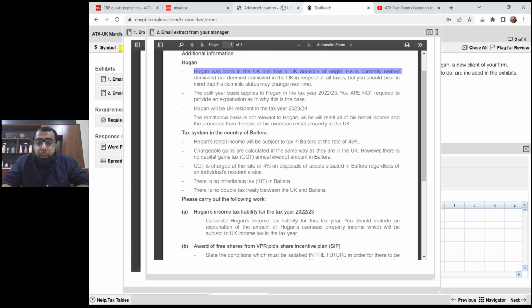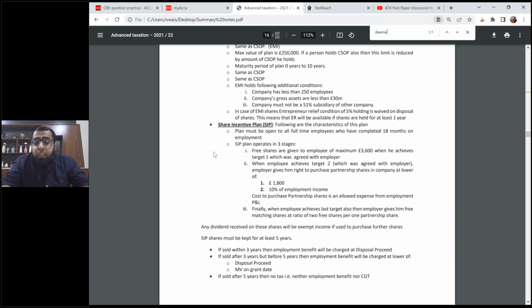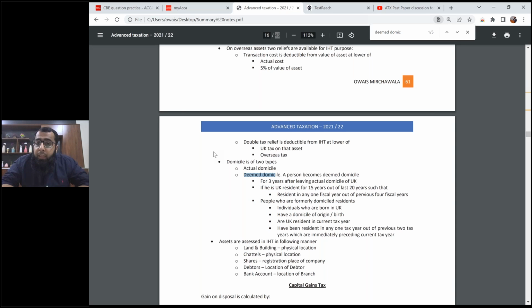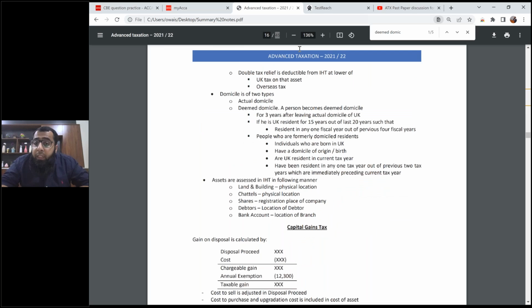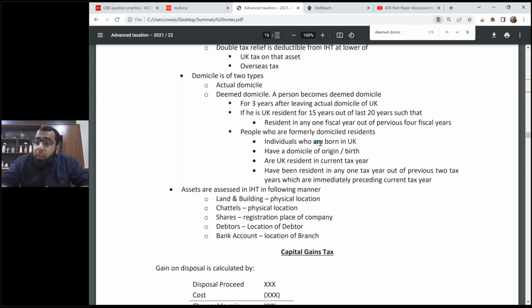If you go to the summary notes and search deemed domicile. Okay, now deemed domicile is in IHT also. The deemed domicile concept is in IHT also, and the deemed domicile concept is in income tax also. Currently, we are talking about IHT. See, people who are formerly domiciled residents, individuals who are born in the UK, have a domicile of origin, are UK resident in the current tax year, and have been resident in any of the previous two tax years.